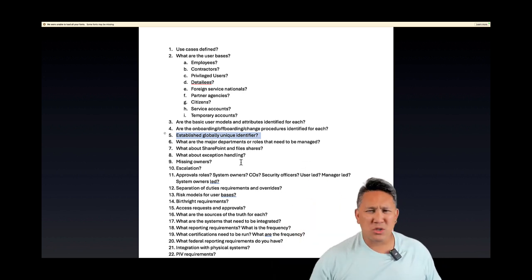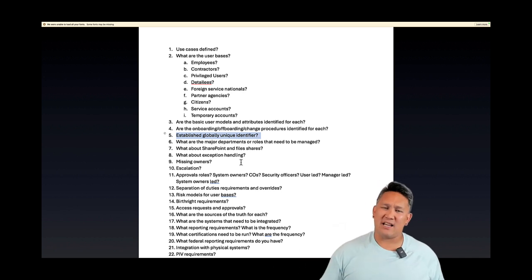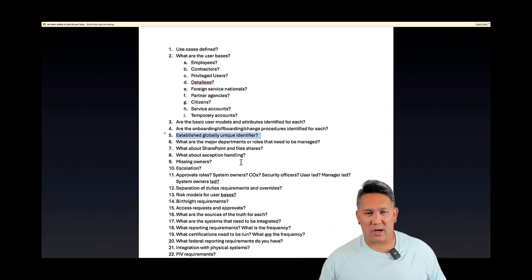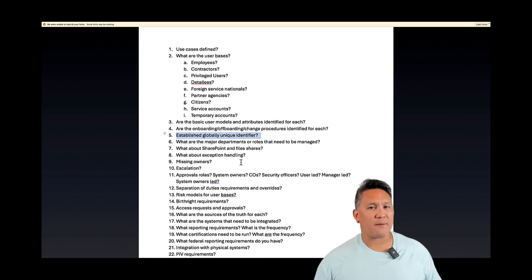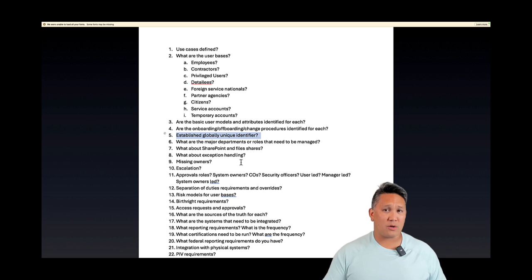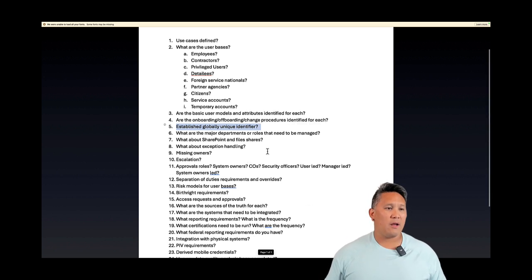And again, most companies today, some employee ID is very, very common when it comes to organizations having a unique identifier. But you'd be surprised how many companies don't have that. It's a true statement too, because I've seen that in my career.